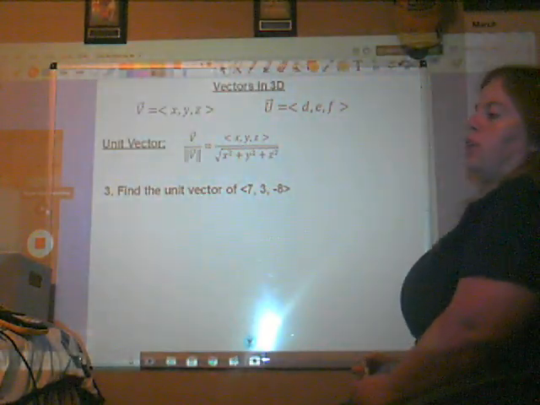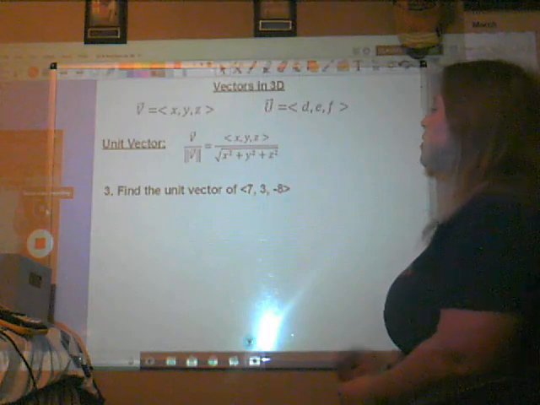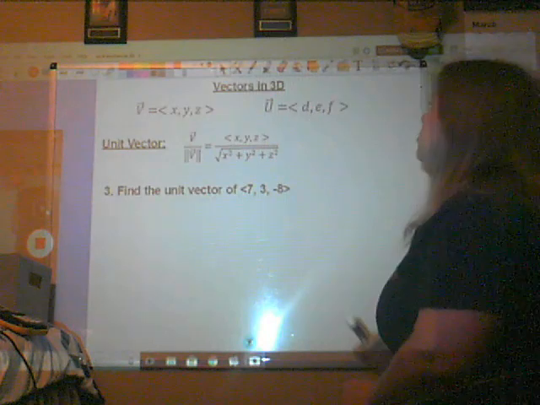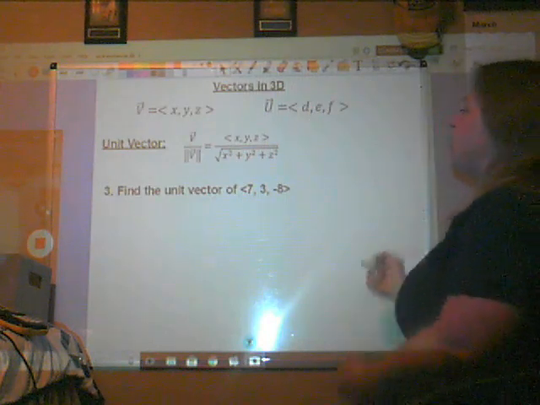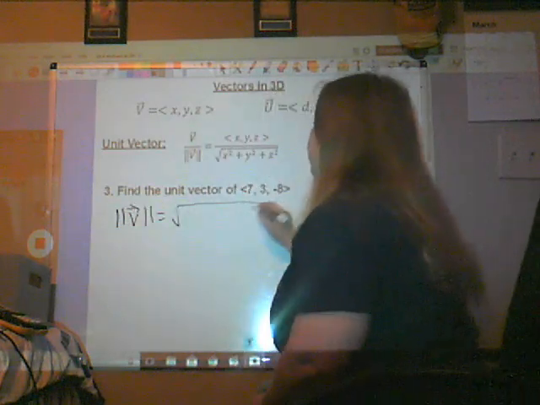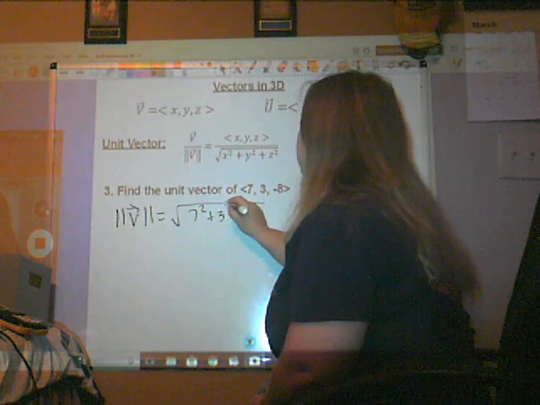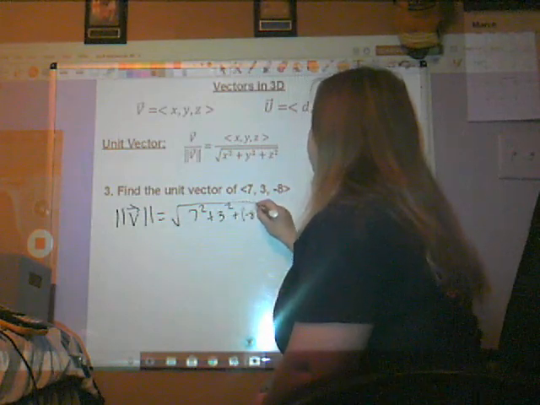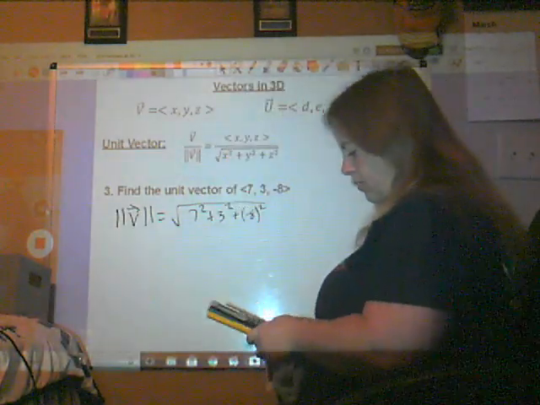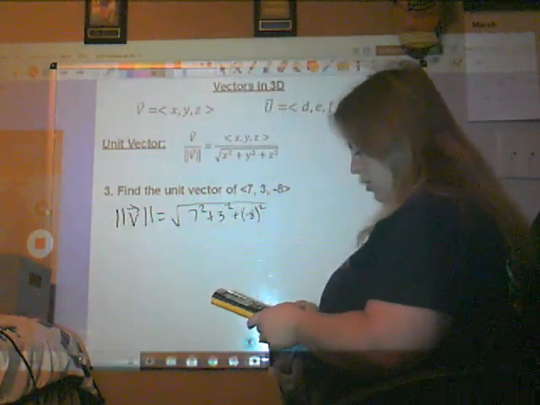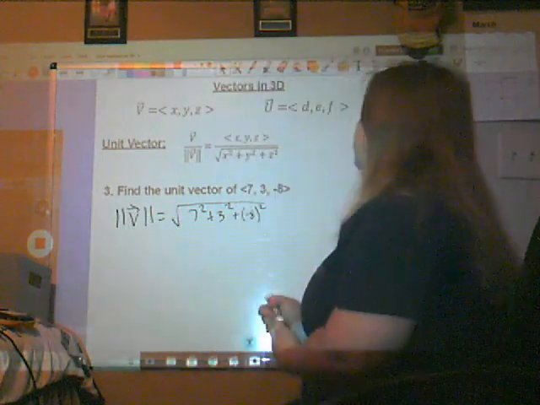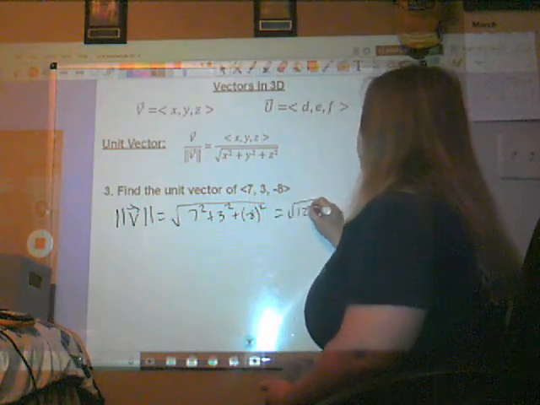Okay, now we have a unit vector. So the unit vector is the same thing. We're going to take the vector over the magnitude of the vector. So first I want to find the magnitude of my vector. It's going to be the square root of 7 squared plus 3 squared plus negative 8 squared. So I'm going to type that in my calculator. 7 squared plus 3 squared plus negative 8 squared gives me 122. So I get the square root of 122.